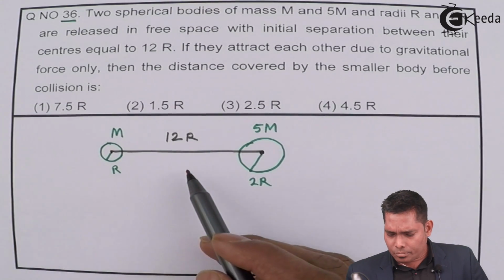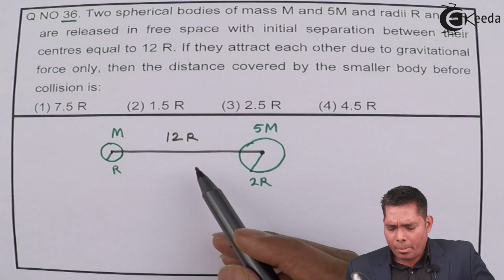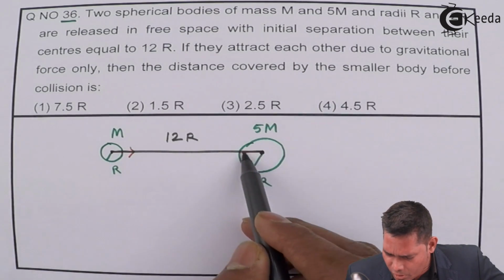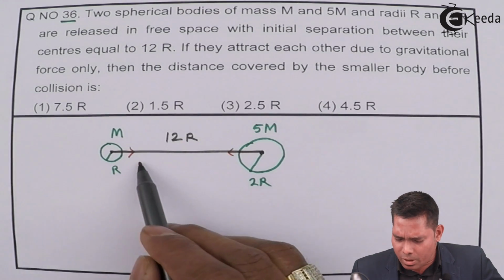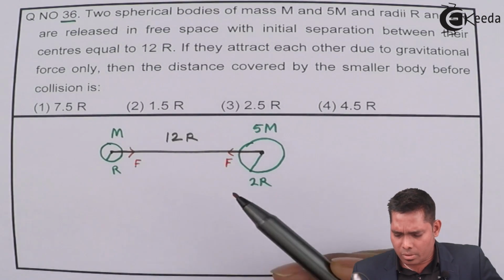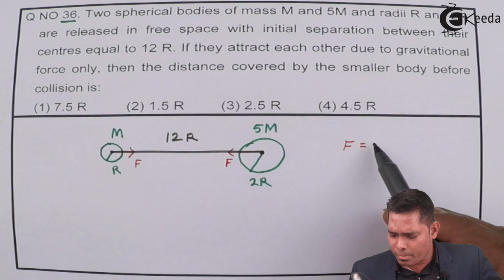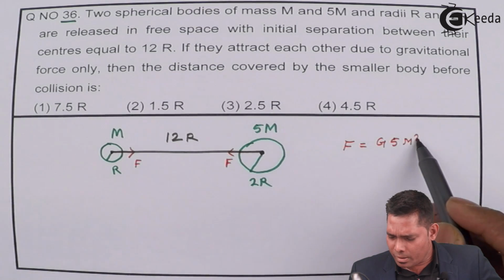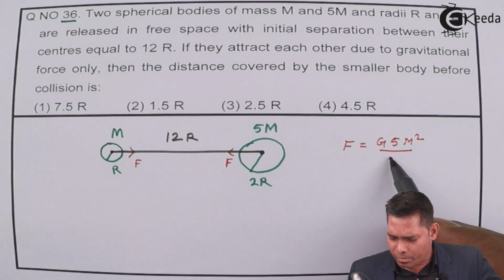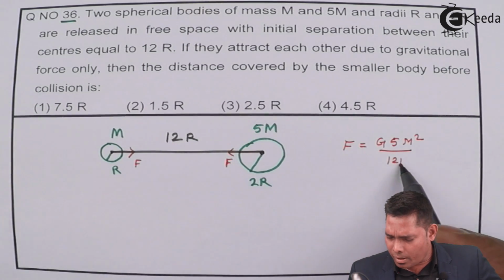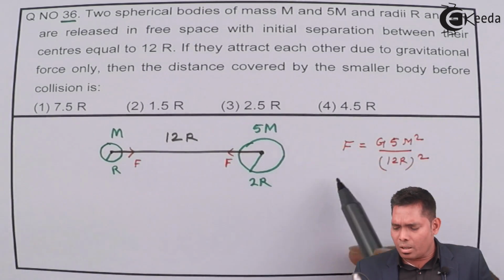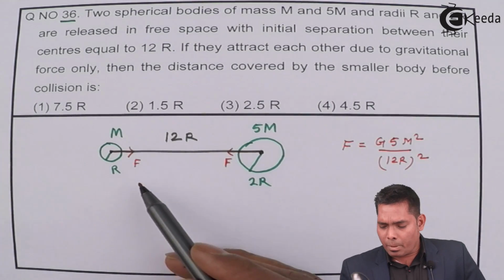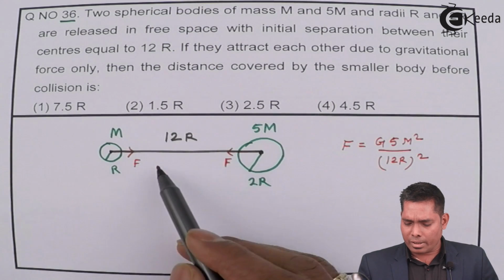Suppose that, how to solve this question? Basically, force on this is towards right and force on this is also towards left. These forces are equal in magnitude, and we know that the force is given by G, product of the masses, that is 5m square, divided by the square of the distance, that is 12r the whole square. This is the force that will act on each of these objects, but because the masses are different, the acceleration will be different.